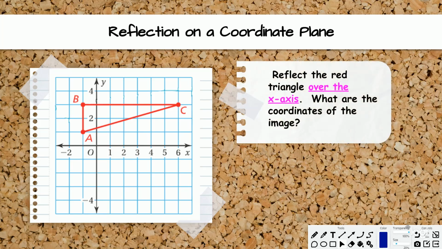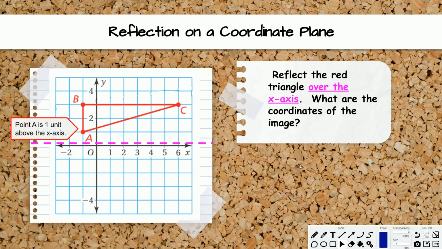All right, so in this example, we're going to reflect the red triangle over the x-axis, and then we need to write down what the coordinates are of the new image. So here's my line of reflection. It's a little bit off on the axis, but that will change later. But this is the x-axis that it's going to be reflecting over.